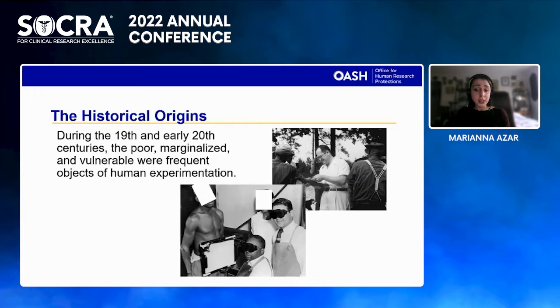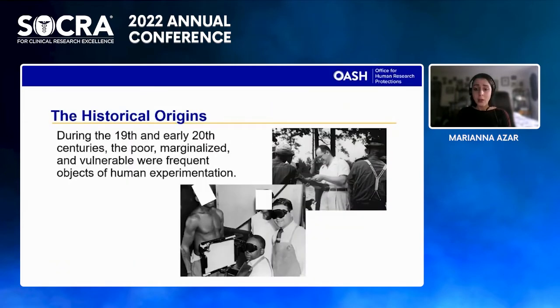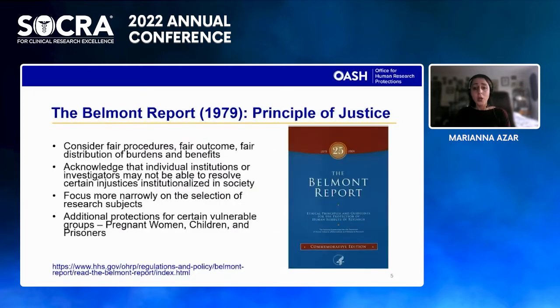In the report, justice refers to fairness in distribution, or stated otherwise, a balance in the risks of possible harms incurred in the research against the benefits expected to result from it. So to flesh this out a bit further, the report asserted that there should be fairness in the research procedures, the research outcomes, and in the selection of research subjects at both the individual and the societal levels.